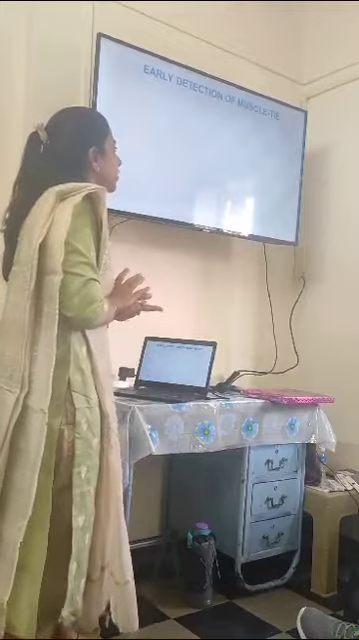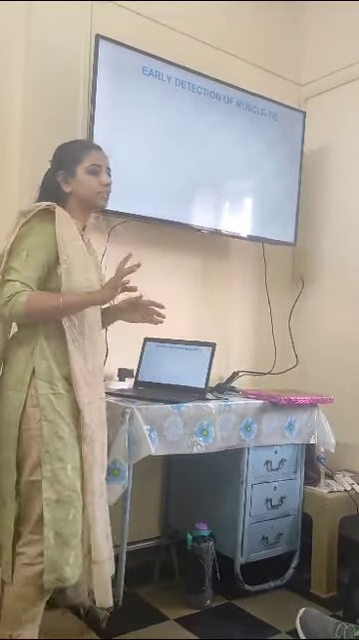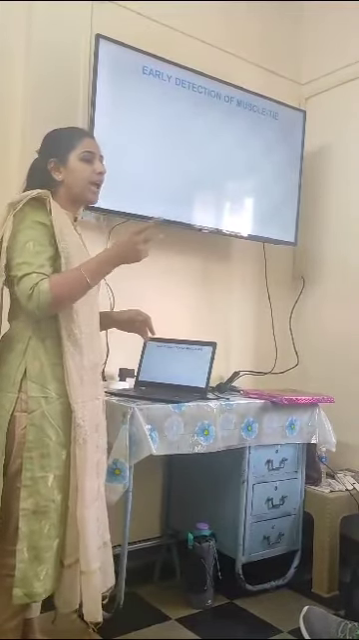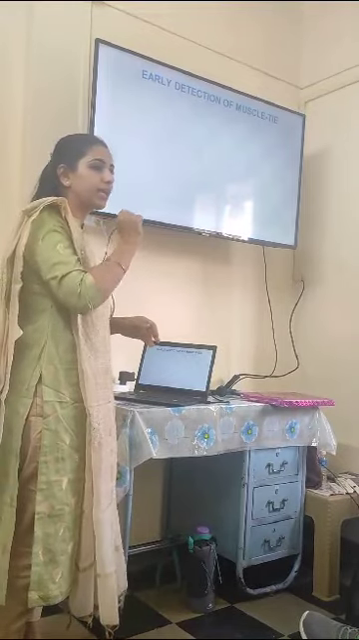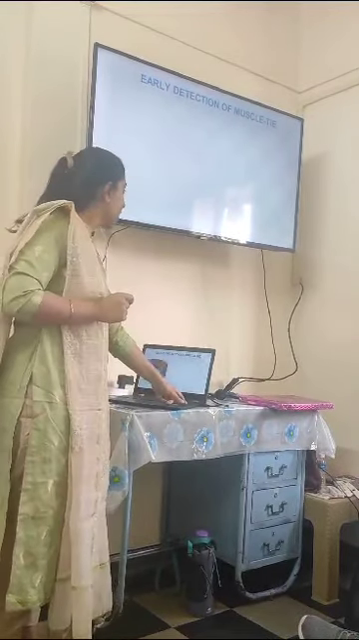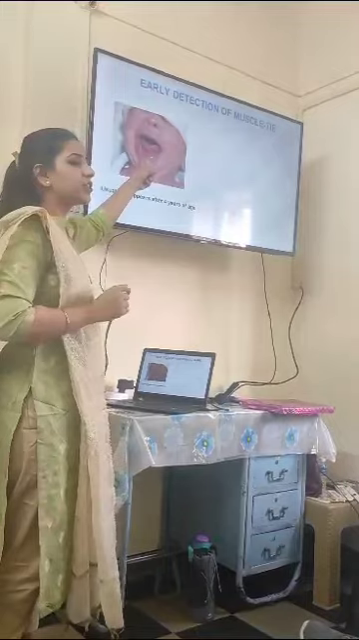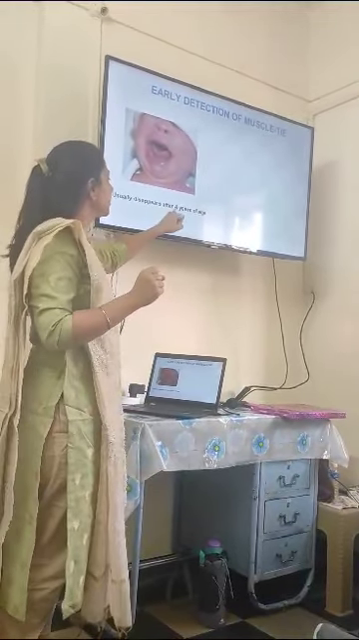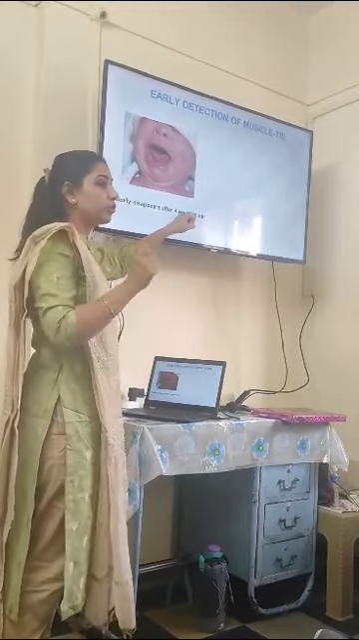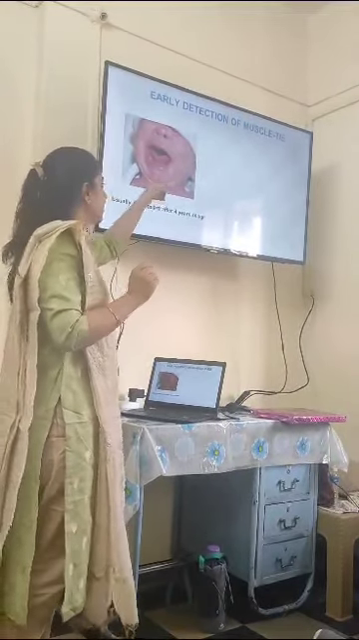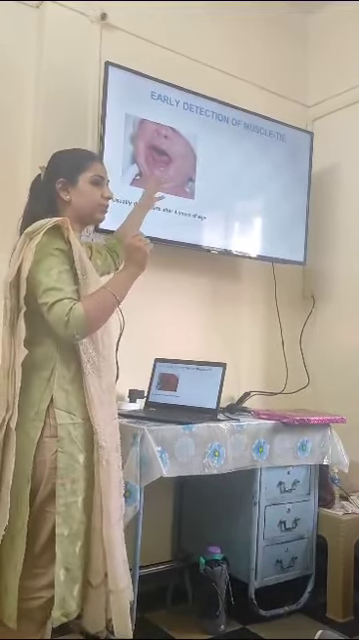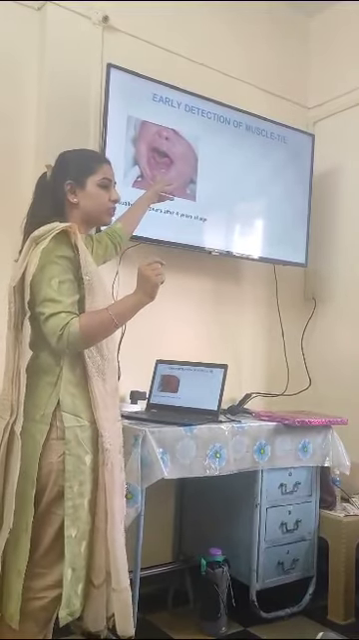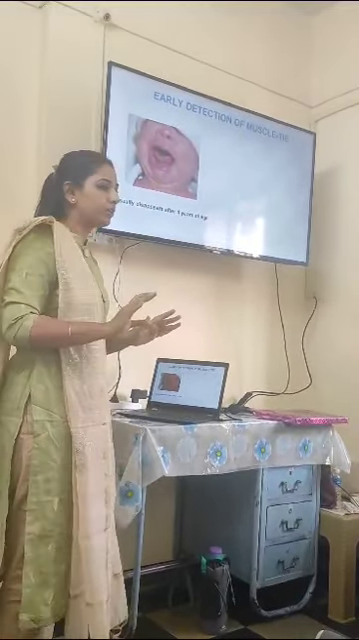Now coming to early detection of muscle ties. There are 2 muscle ties. The first one is the labial frenum and the second one we know is the tongue tie, the lingual frenum. The lingual frenum is actually the musculature of the genioglossus muscle, which usually disappears after the age of 4. So if you see a patient with tongue tie still there with the genioglossus muscle, you need to wait till 4 years.